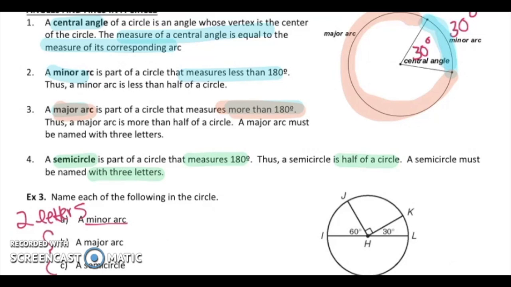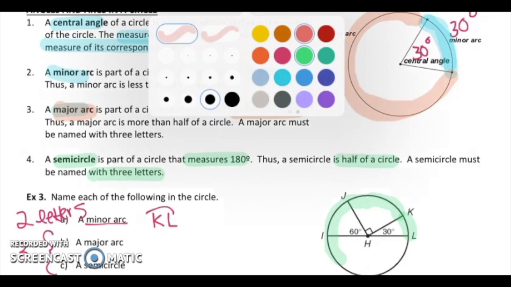A major or a semi will always be 3. So let's take this minor arc, for example, KL. To name that arc, I would put KL and then draw an arc symbol above it so that I know that that's an arc. If I wanted to name the same arc as a major arc, with the same endpoints, let me pick a different color here.